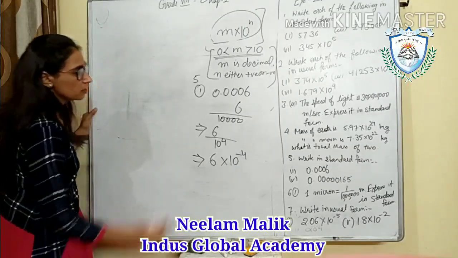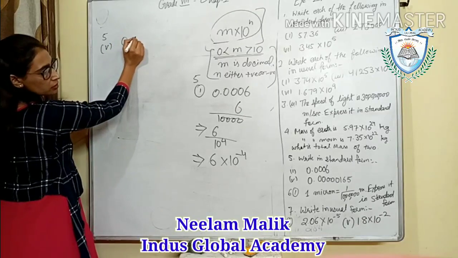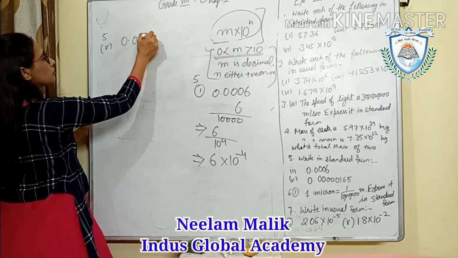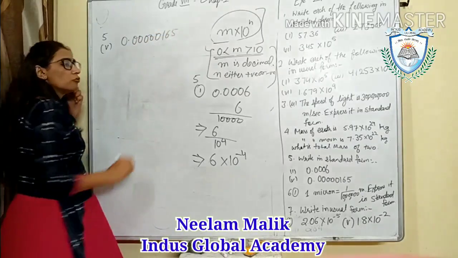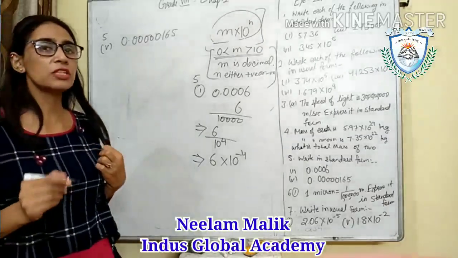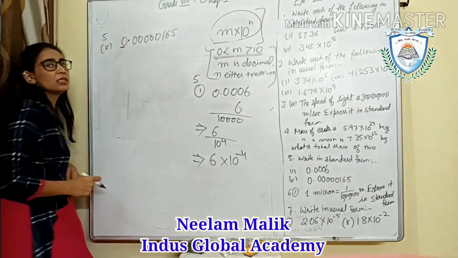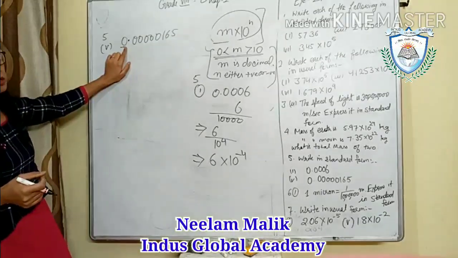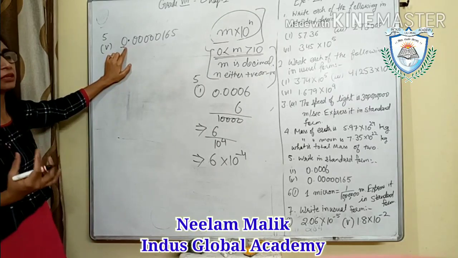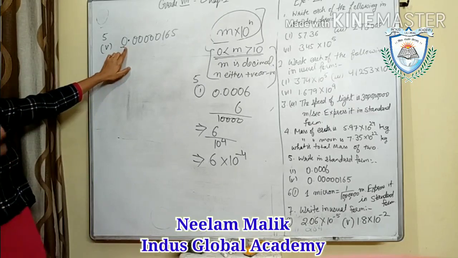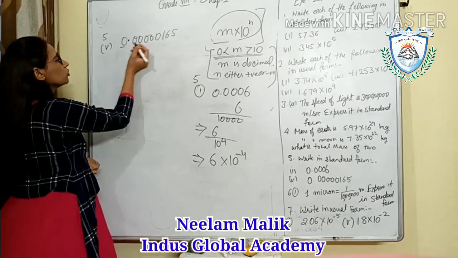In the fifth part, what is given? 0.5 times 0... and 165. We have to convert this into standard form. First we will remove the decimal point, because this is less than 1. ये 1 से छोटा है, so we need our value between 0 to 10, means 0 से बड़ा होना चाहिए और 10 से कम होना चाहिए. So we will remove this point.